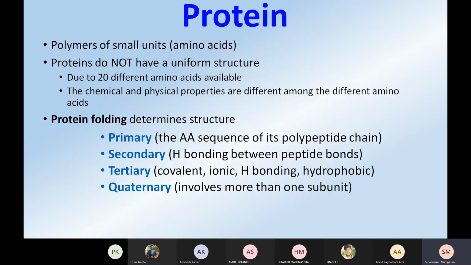Like primary structure. That is nothing but the amino acids, like what are the amino acids you're taking, or the sequences of those amino acids. And the secondary structure means, what is the interaction, like secondary interactions, say for example, hydrogen bond between the peptide bonds. And then a tertiary structure means there is interaction like ionic or covalent or hydrogen bond or hydrophobic, when the protein interacts with the water or any other organic solvents, etc.